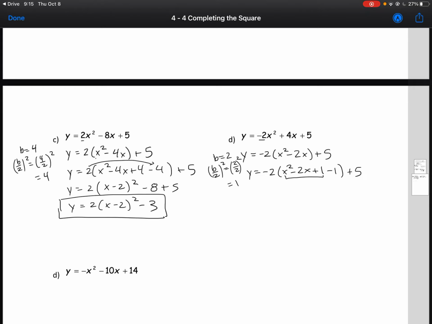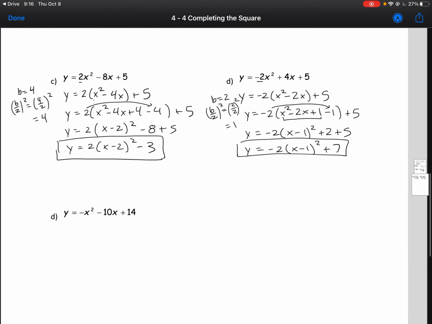My next step is to factor the perfect square trinomial, and then I'm going to multiply whatever I factored out by my last term. So plus 2 plus 5. And then I'm going to simplify my constants by adding them together to get my final equation in vertex form.